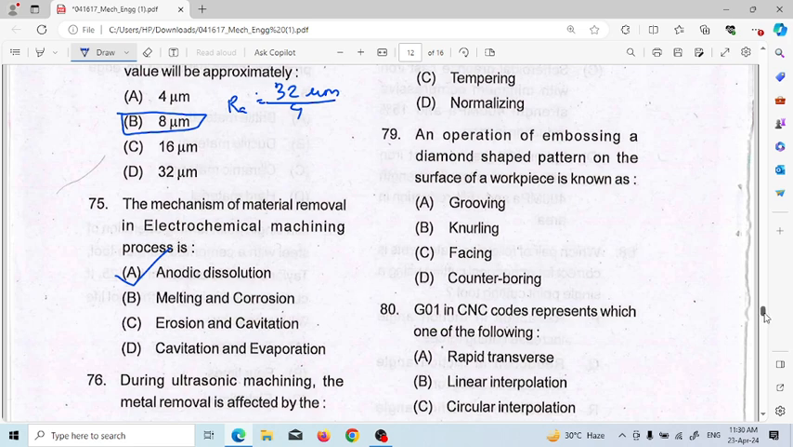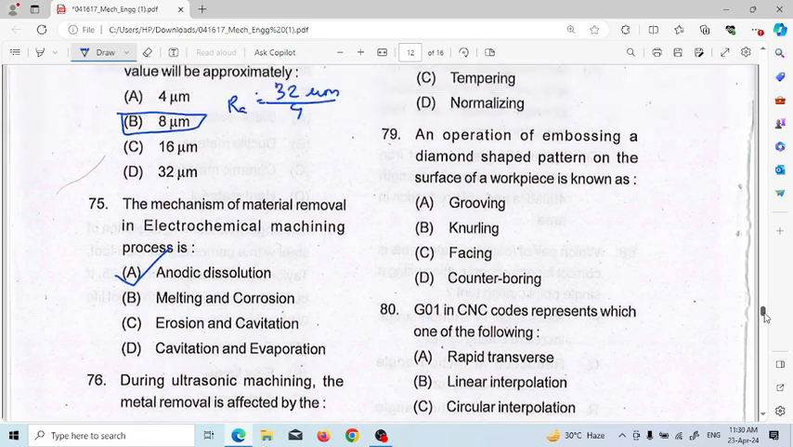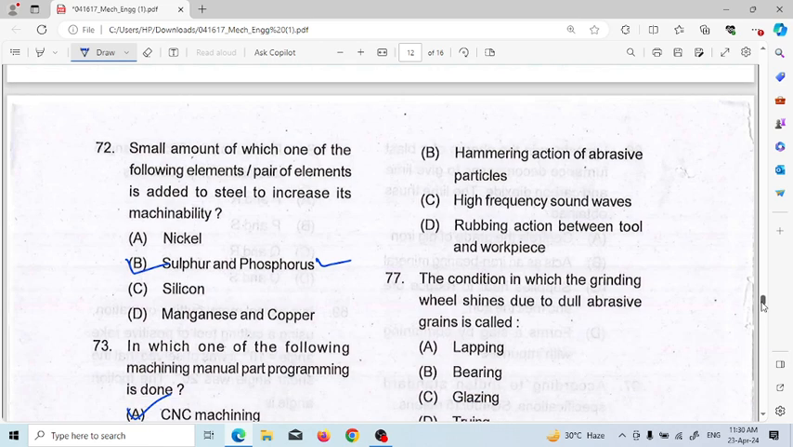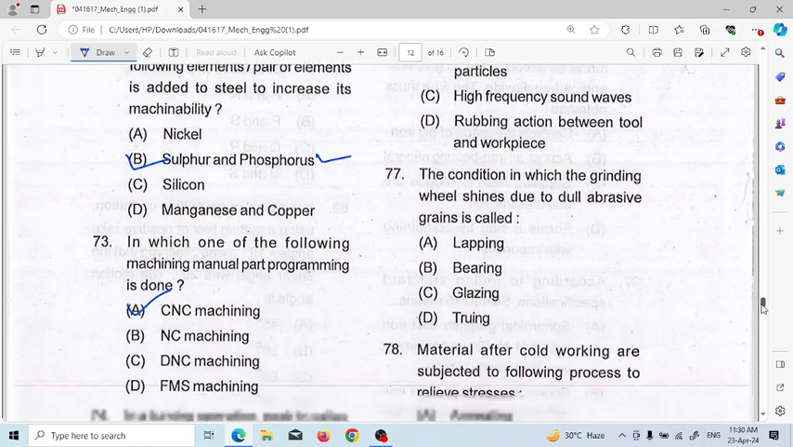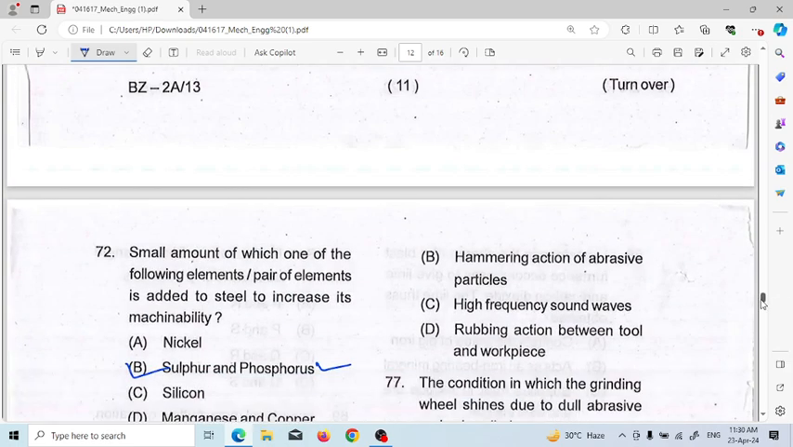Next question number 76. During ultrasonic machining, the metal removal is affected by. Options are A, high frequency eddy current, and option B, hammering action of abrasive particles. Next, high frequency sound wave. Next, rubbing action between tool and workpiece. So the question is, during ultrasonic machining, the metal removal is affected by. The answer will be hammering action of abrasive particles. Option B will be the right answer for question number 76.